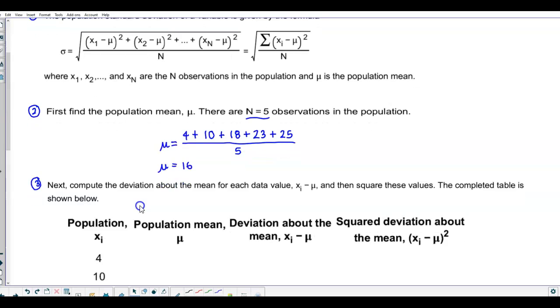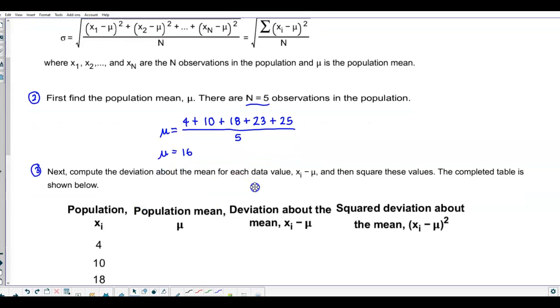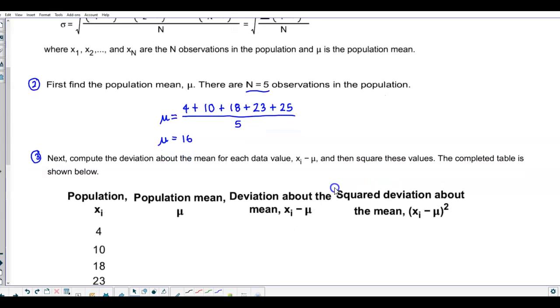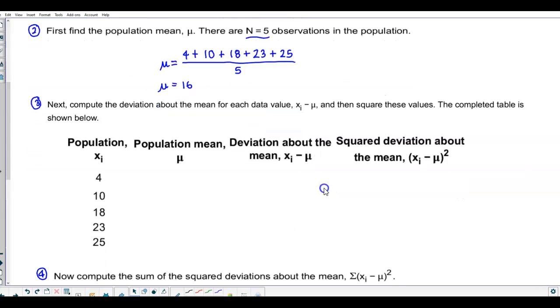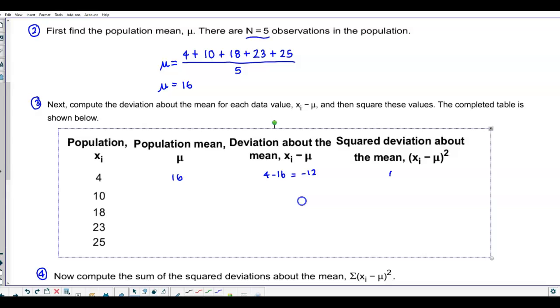Now next, we're going to compute the deviation about the mean for each data value. So we're going to take each data value and then subtract the population mean, and then square these values, and then we're going to complete the following table. Now the population mean we know is 16. In order to find the deviation about the mean, we're going to take the data value 4 and subtract 16, and that's going to give us negative 12. And then once we get that negative 12, we're then going to square it to get 144.